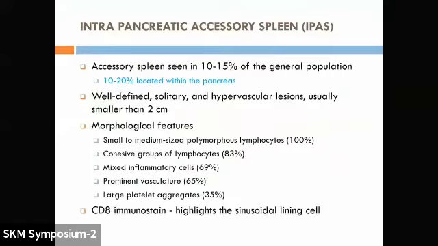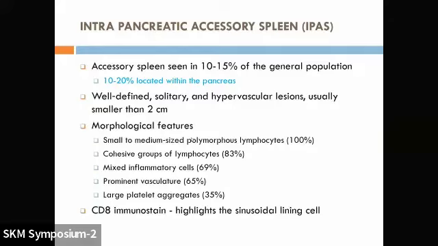Accessory spleens are seen in 10 to 15% of the general population. The most common location is the hilum of the spleen, but 10 to 20% are located within the pancreas. On imaging, they can sometimes look suspicious or mimic a neoplasm of the pancreas because they appear as hypervascular lesions.